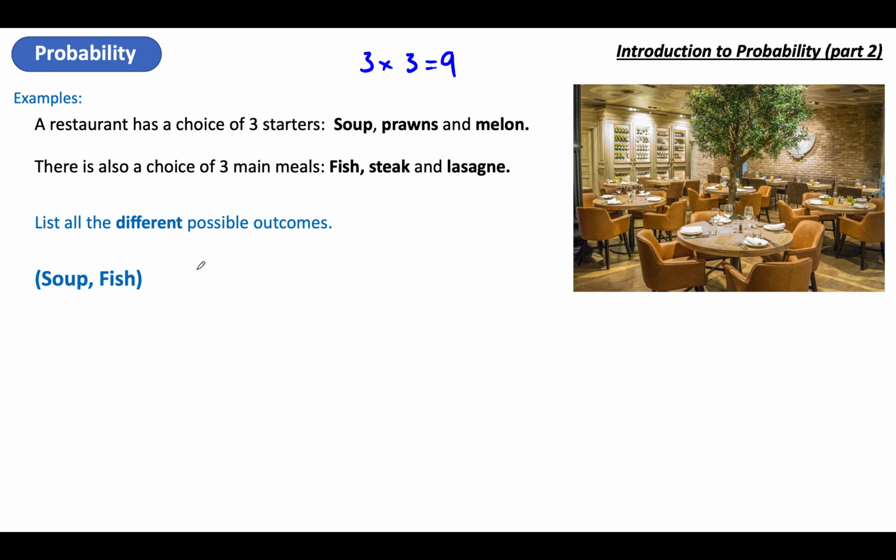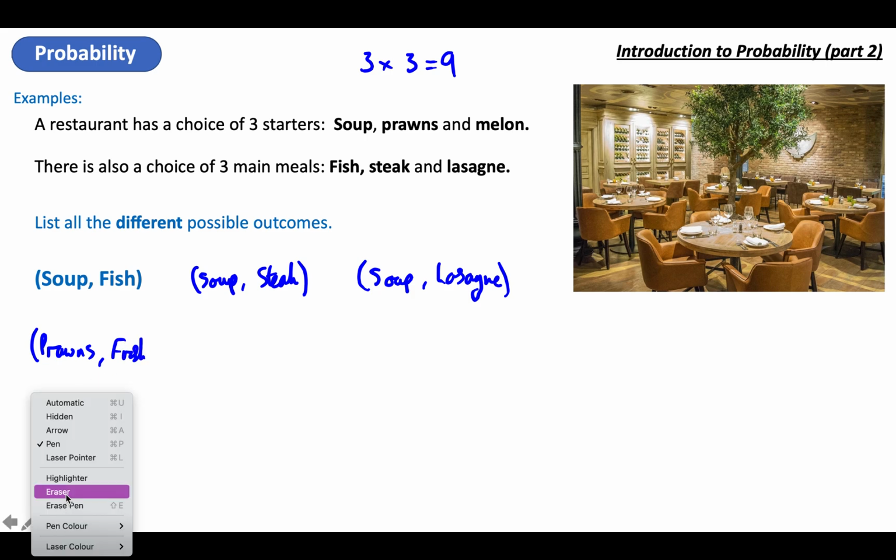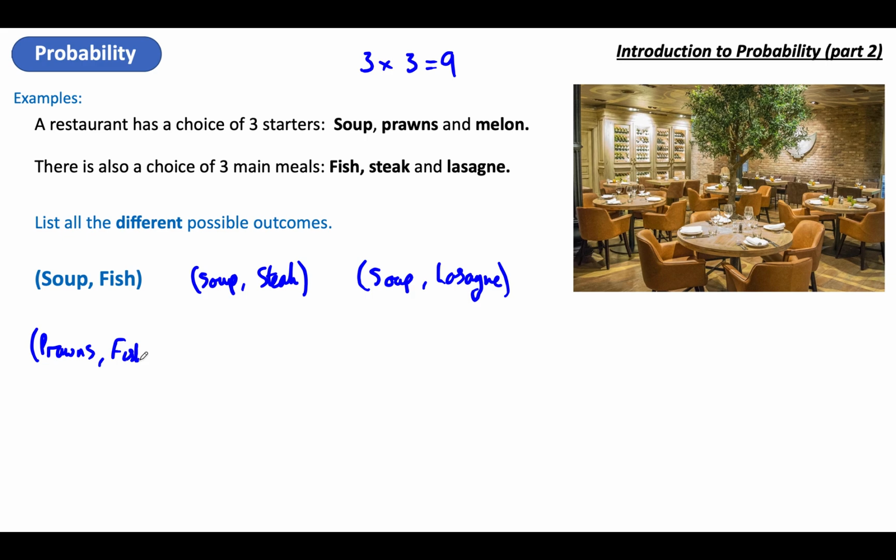Okay, so you've done soup and then fish. I'm going to keep the soup fixed here. It could be soup with fish or soup with steak. Or, excuse the writing here, I'm going quickly, soup with lasagna. Good old lasagna. Alright, so soup with fish, soup with steak, soup with lasagna. There's 3 options. But they might have had a different starter. They might have had the prawns. In which case, they could have had prawns with fish. I don't think they sell frish in this particular restaurant. So I think this time we'll stick with fish.